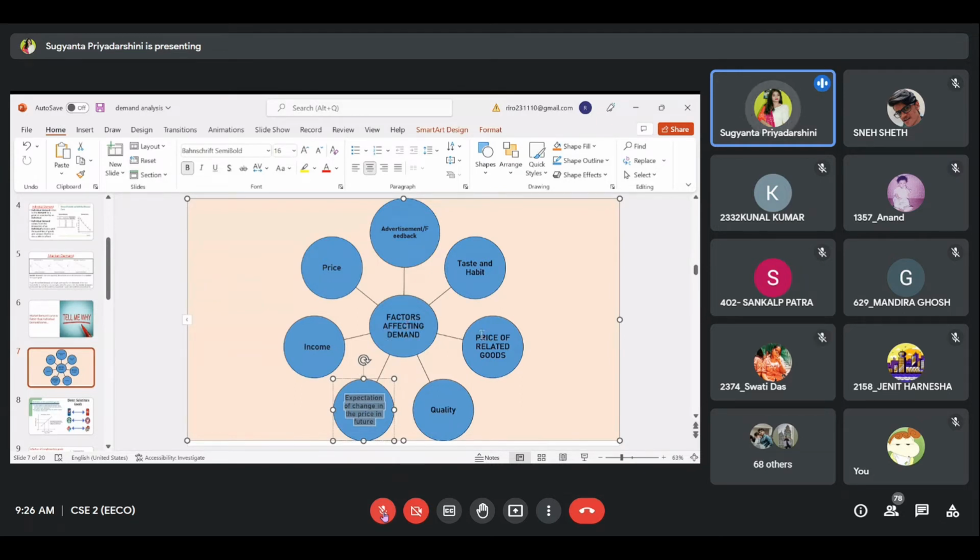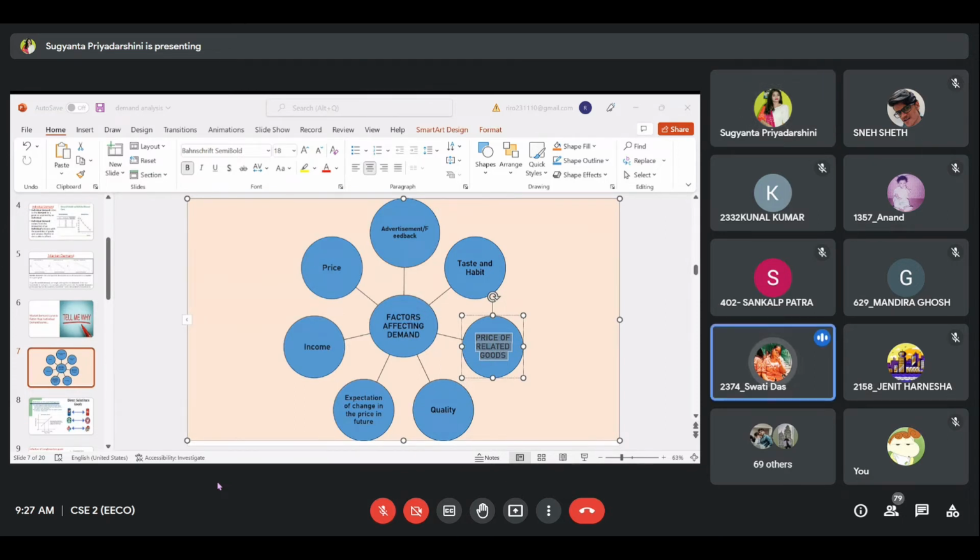Okay, the last one comes, that is price of related goods, and under this related goods we will be talking about two types of goods, that is substitute goods as well as your complementary goods. So anyone has any idea about what a substitute good is? हम किसको substitute good बोल सकते हैं? कोई idea है? Any example?